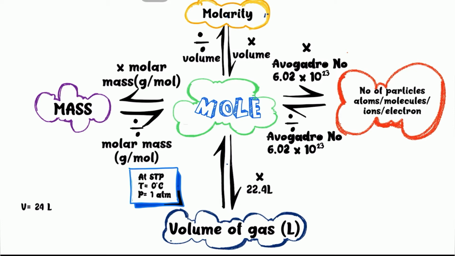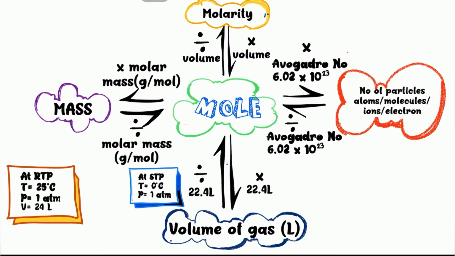To get mole from the given volume of the gas, divide by 22.4 liter. And we also have another condition, which we call RTP, room temperature and pressure. Temperature is 25 degrees C, and the pressure 1 atm, and 1 mole of any gas will occupy 24 liter.